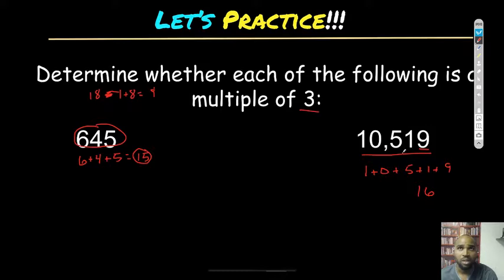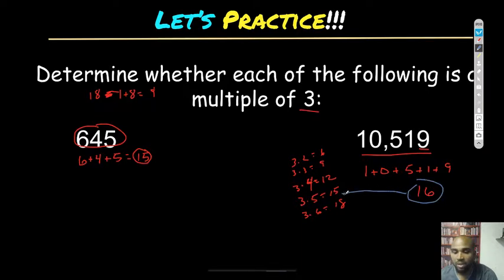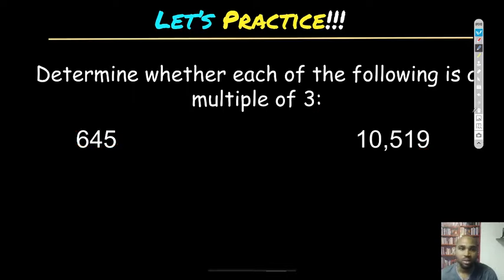Let's think about it. 3 times 2 is 6. 3 times 3 is 9. 3 times 4 is 12. And 3 times 5 is 15. 3 times 6 is 18. So I'm looking for a 16 here, but I don't have it. It should be somewhere in between 5 and 6. So no, I can't multiply a counting number to get 16. So I'm going to say no, this is not a multiple of 3.